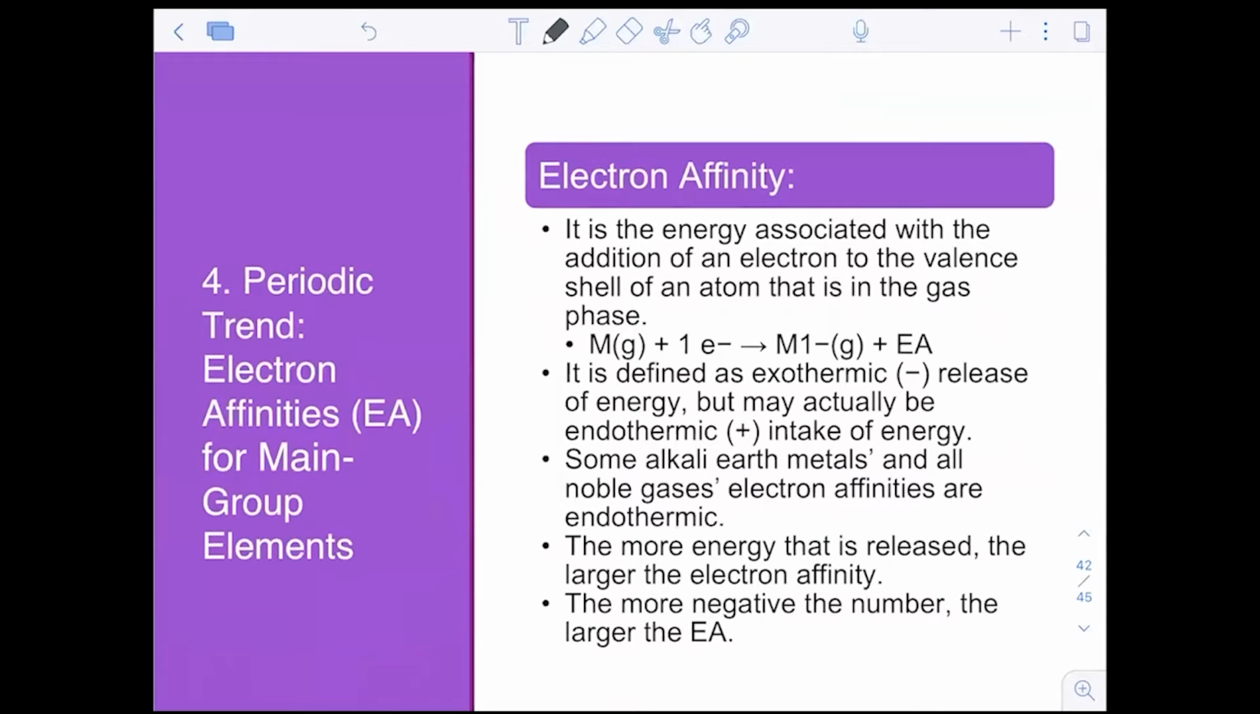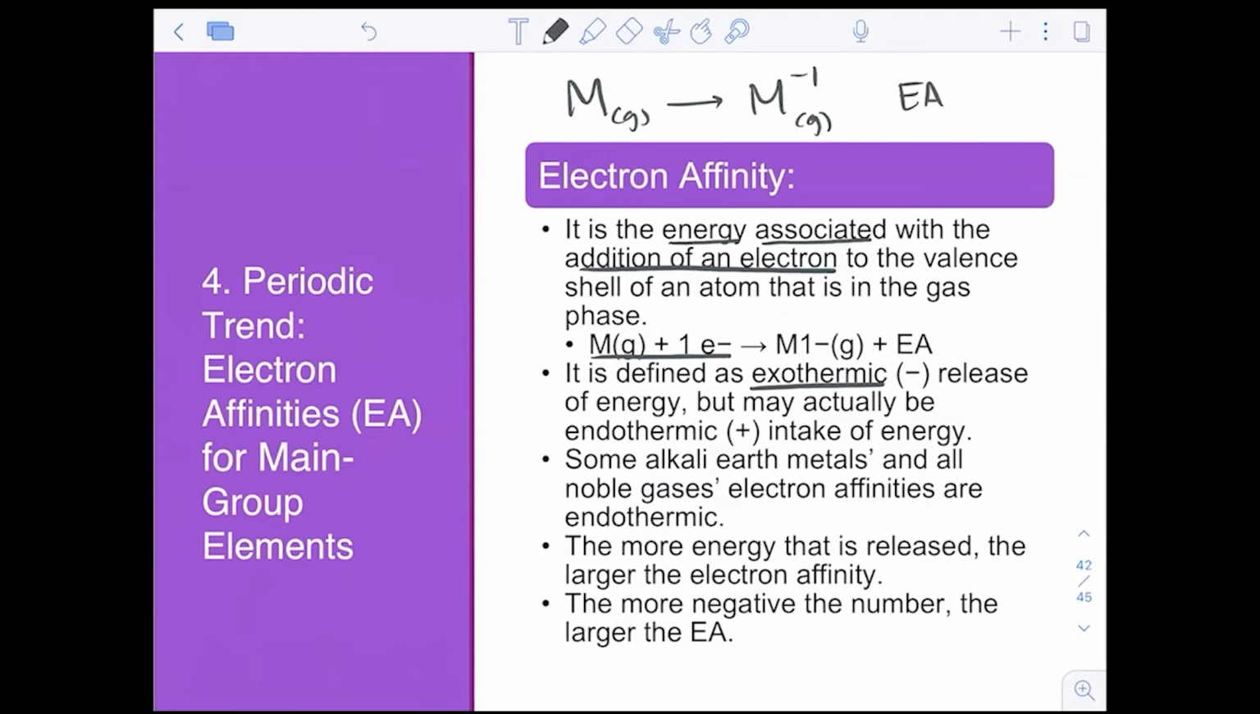Electron affinity is less predictable, but I like to talk about it because it's the opposite of ionization energy. It's the energy associated with an addition of an electron. So notice the atom gaining an electron so that it becomes a -1 anion. The energy associated with that, we call electron affinity, and it will always, or most of the time, be negative, releasing energy. Some may be endothermic.